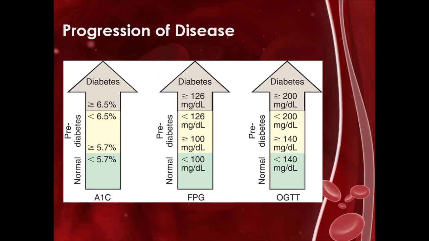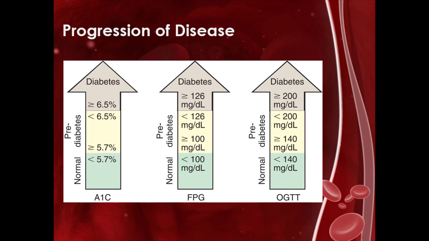This diagram shows 3 different examples of progression of disease from normal to pre-diabetic to diabetes. The A1C exam is a blood draw that's done in your physician's office that gives you the average blood glucose levels over the last 3 months.